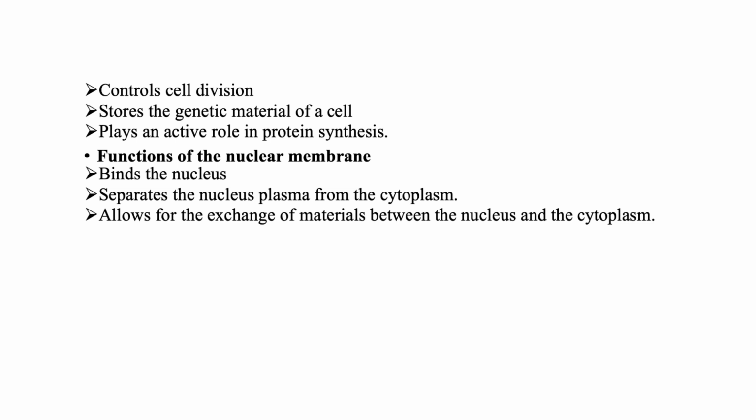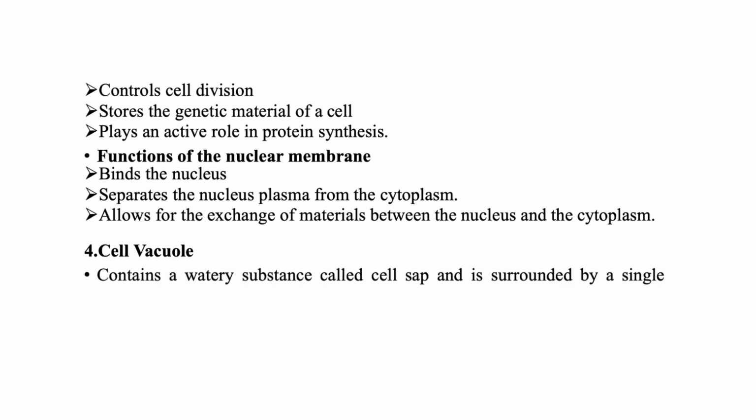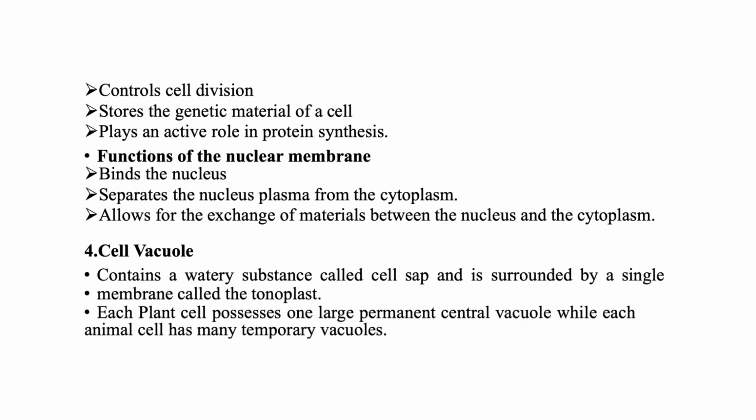So the cell vacuole contains a watery substance called the cell sap, and it is surrounded by a single membrane called the tonoplast. So each plant cell possesses one large permanent central vacuole, while each animal cell has many temporary vacuoles.